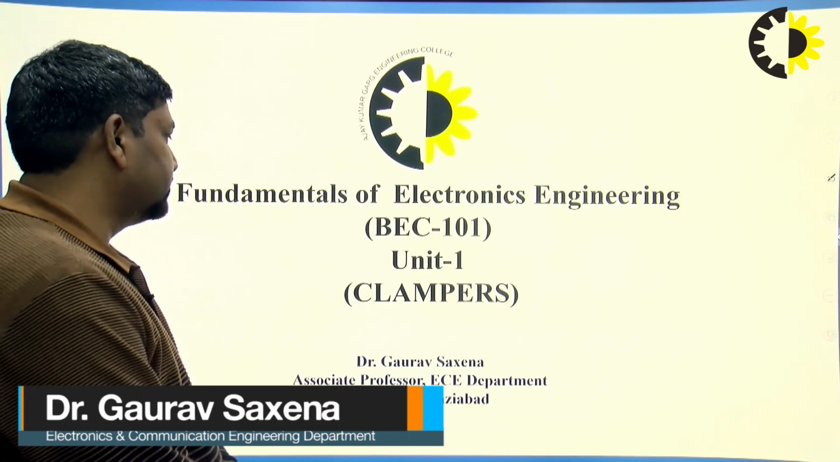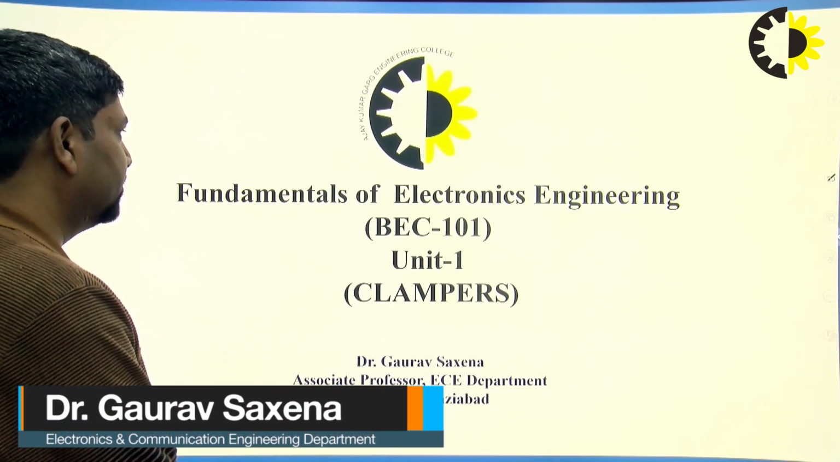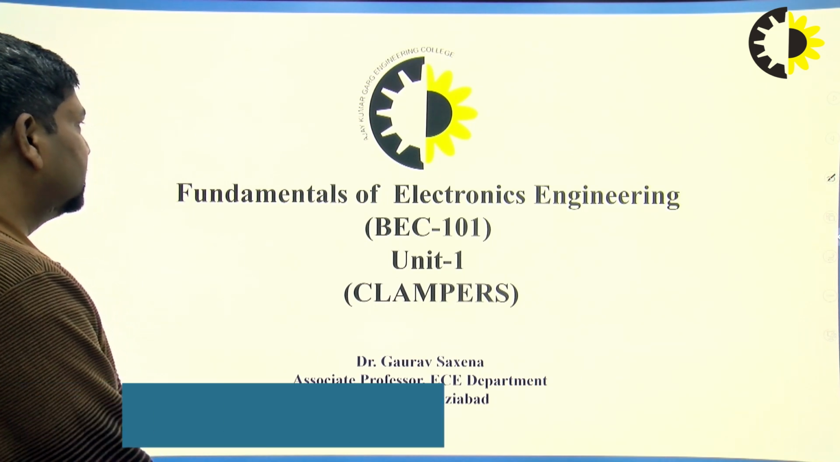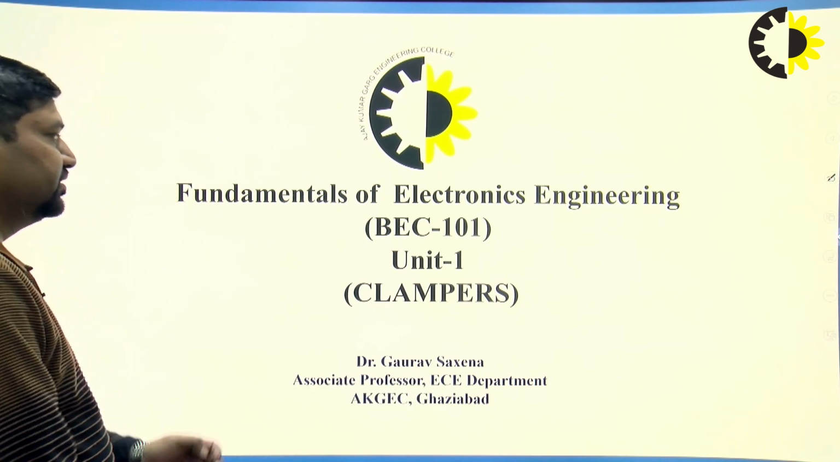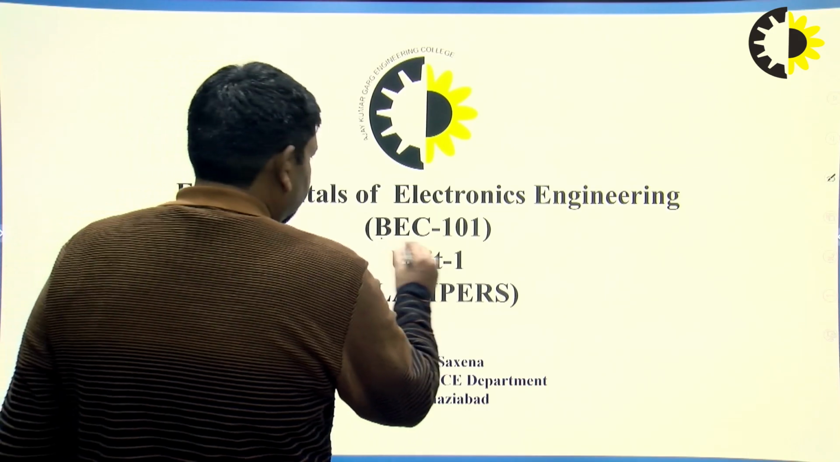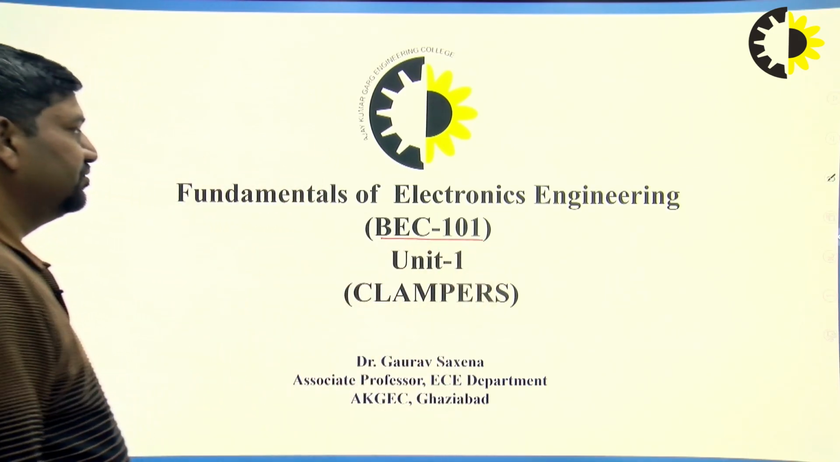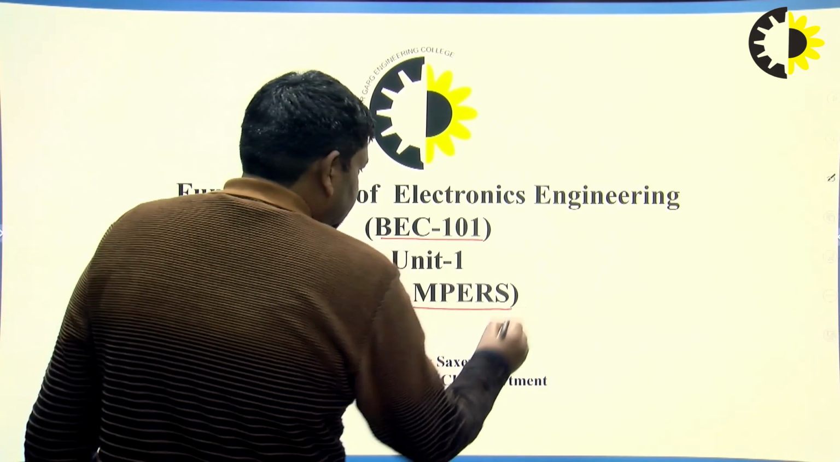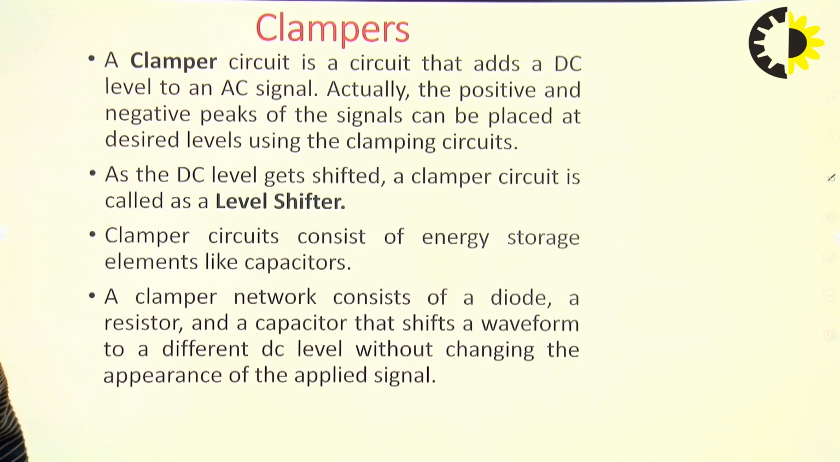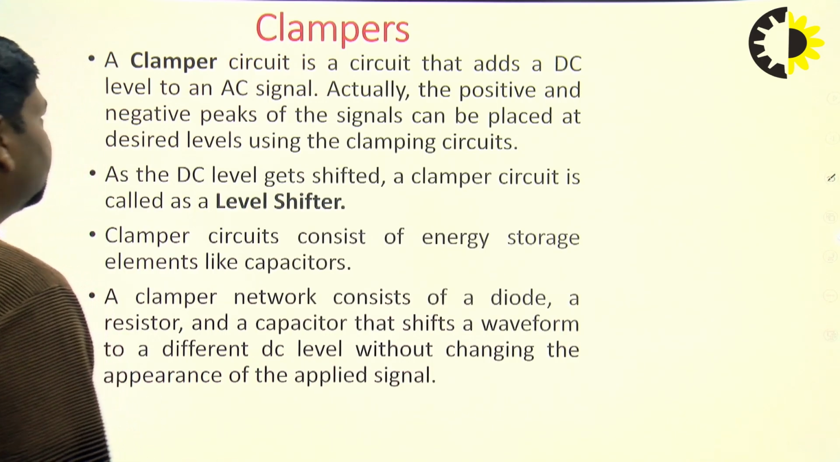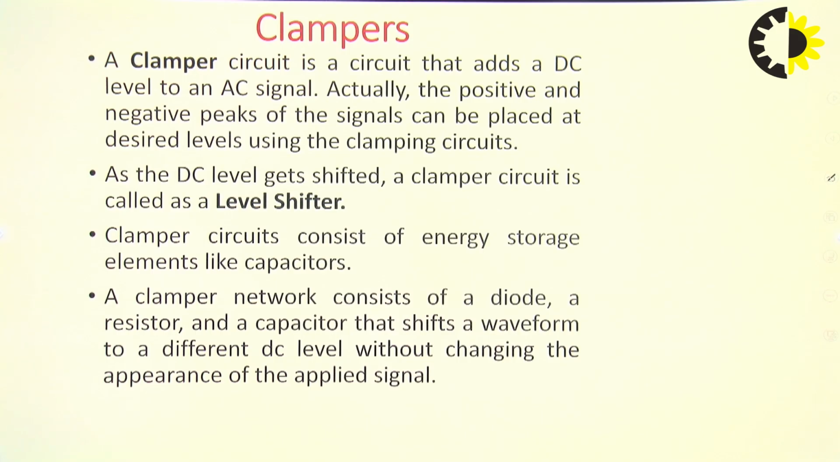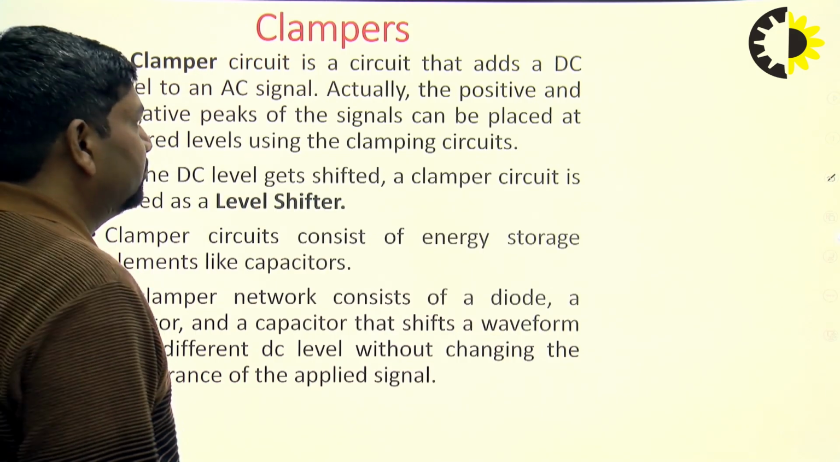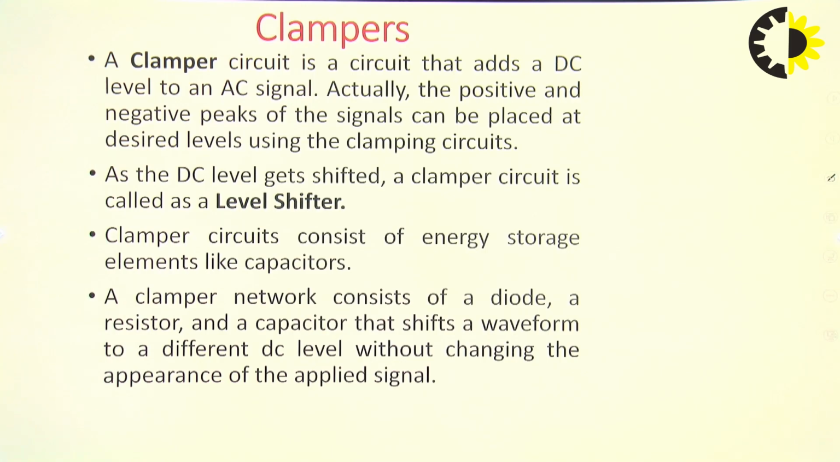I am Dr. Gaurav Saxena, Associate Professor in EC Department. Today I discuss the fundamentals of electronics engineering subject BEC 101, and the very important Unit 1 topic, clamper circuit designing. So first of all, what is a clamper? A clamper circuit is a circuit that adds a DC level to an AC signal. That means the clamper circuit adds up the DC level of any particular AC signal.